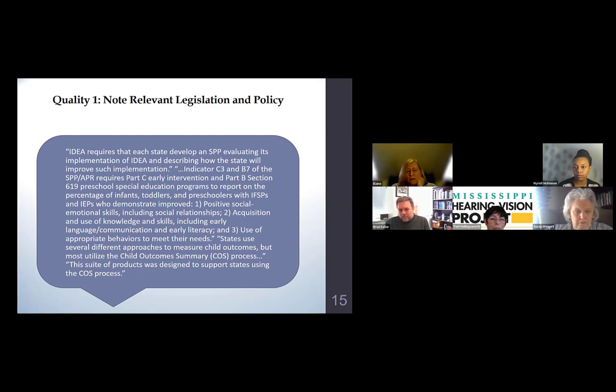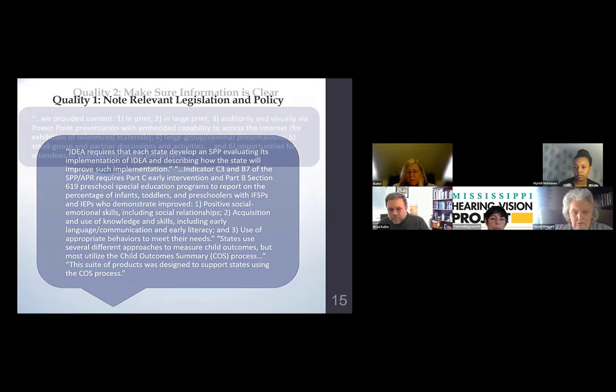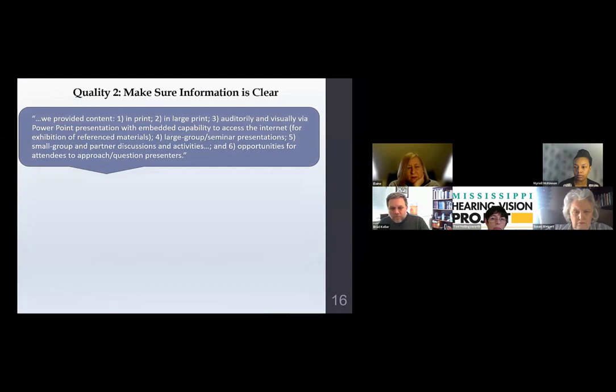Okay, so the second quality measure pertains to making sure information is clear. And one of the earlier grantees wrote that we provided content in print, in large print, auditorily and visually via PowerPoint presentation with embedded capability to access the internet for exhibition of referenced materials, large group seminar presentations, small group and partner discussions and activities, and opportunities for attendees to approach or question the presenters. So again, some very detailed information about how they made sure the information was clear.